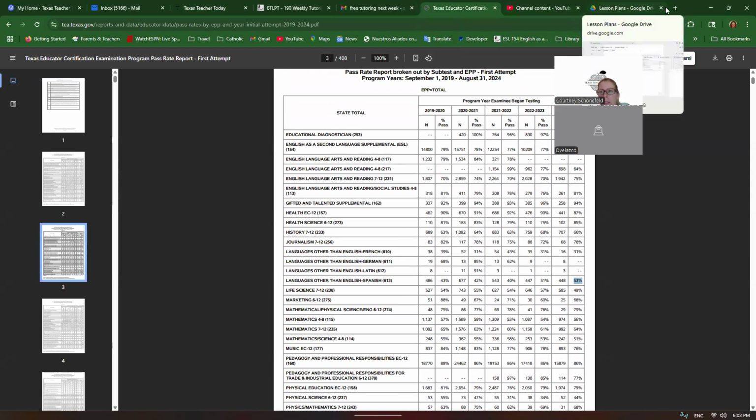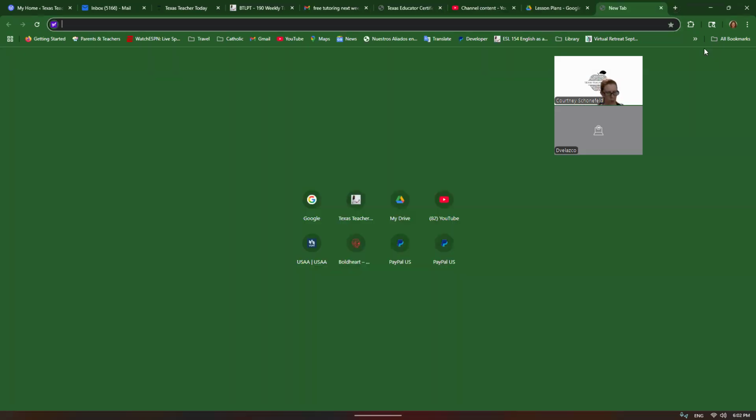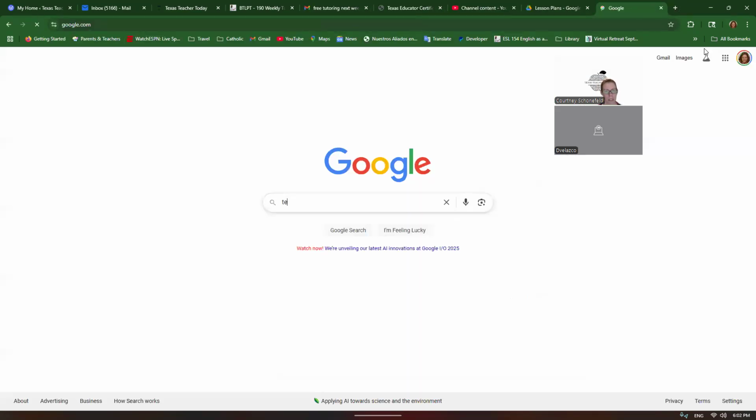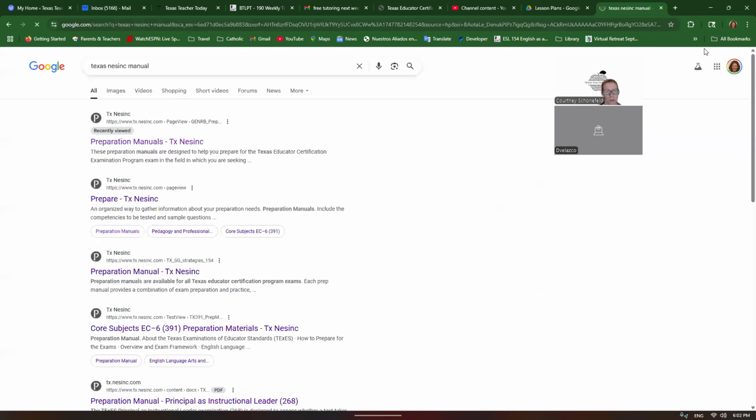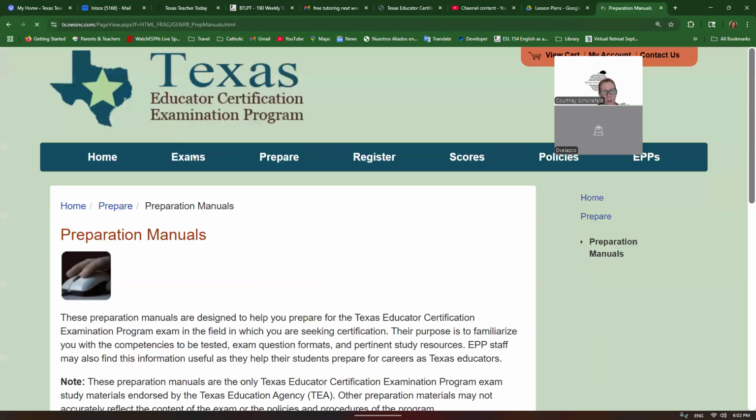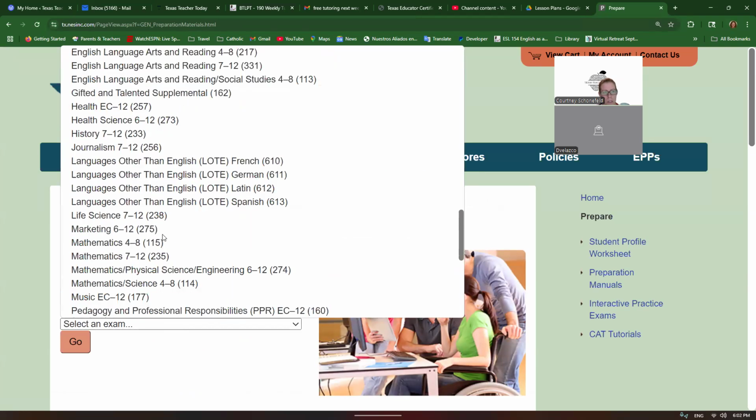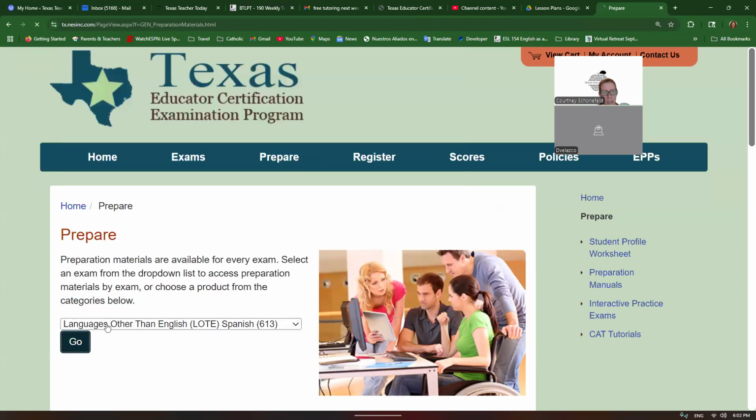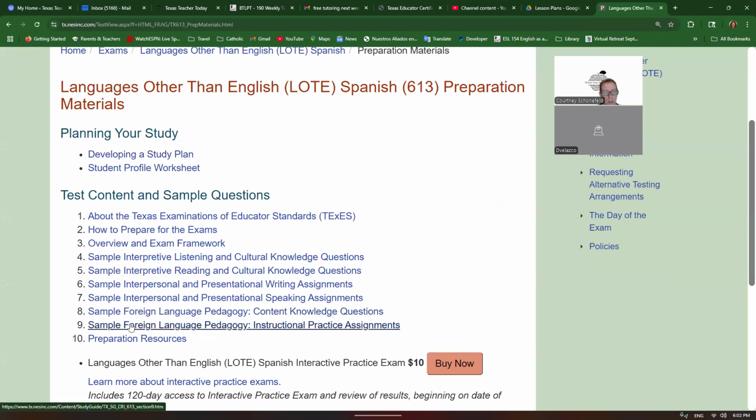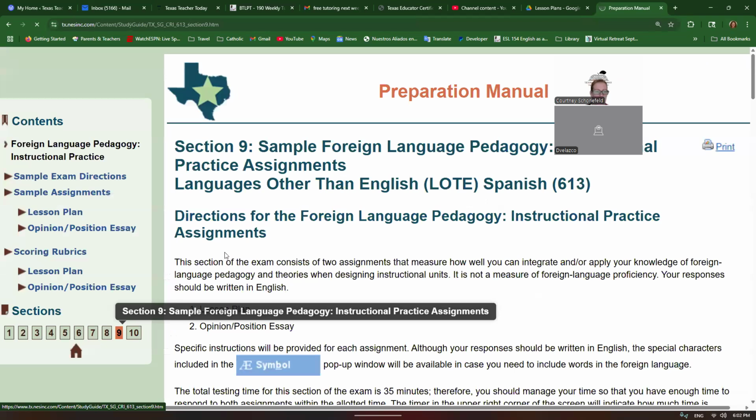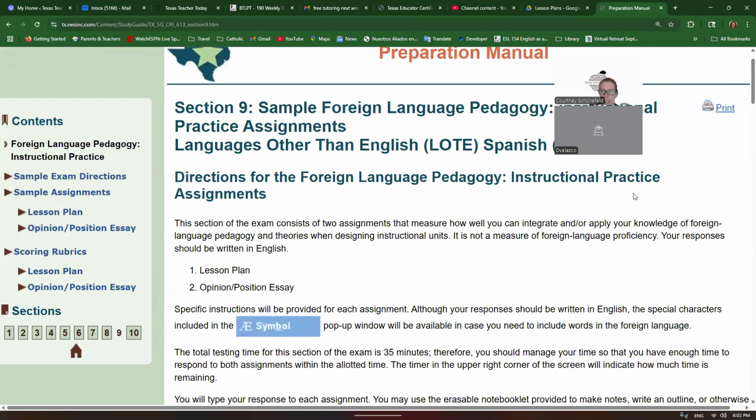So the lesson plan, if we just go to Google and type in Texas NES-INC manual, click on prepare, and then scroll down and click on LOTE 613, click on go. You can see right here, number 9, sample foreign language pedagogy instructional practice assignments. This is where the lesson plan and the essay in English are.